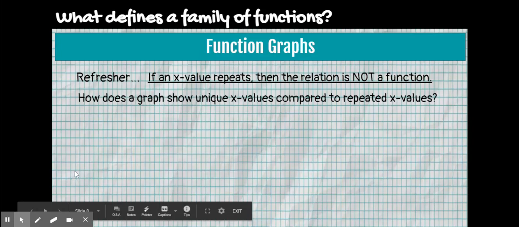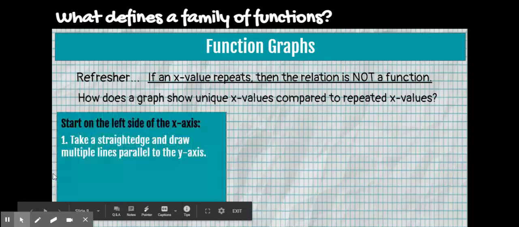What would we have to see on a graph to understand that the x value is actually repeating? So let's look at this. The first thing we have to do is grab a ruler or a straight edge. If you have a corner of a binder or a corner of a book, you can use that as your straight edge, or if you happen to have a ruler.